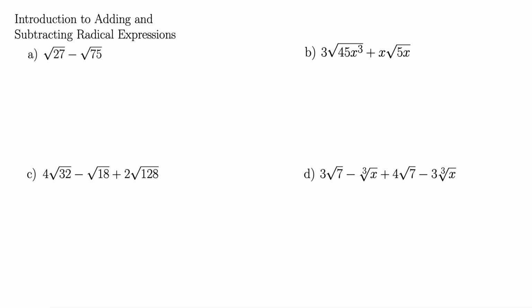In this example, we have a bunch of radical expressions that we want to add or subtract. And the key here is that we're looking for like terms. So for instance, in part A, we have rad 27 minus rad 75.